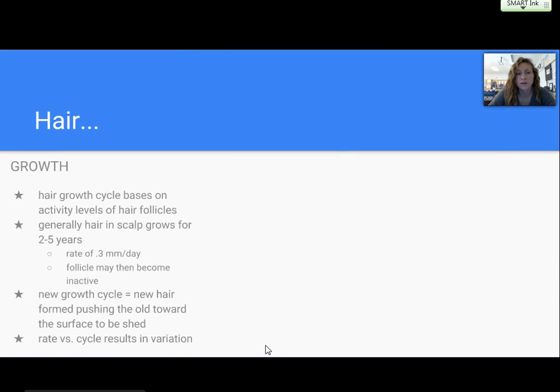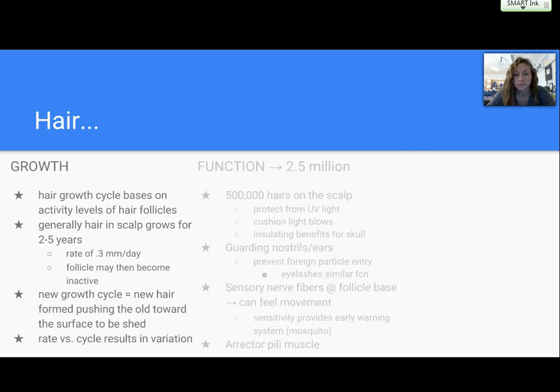All right, a little bit more about your hair. As far as growth is concerned, the cycle is based on activity levels of your hair follicles. Generally, hair on the scalp grows for about 2 to 5 years at a rate of about 0.3 millimeters a day. It may then become inactive in about the same comparable time frame. New growth cycles equal new hair that is formed being pushed, and then the old will get to the surface to be shed eventually. And the rate versus the cycle is what results in the variation of our hair growth if our hair remains uncut.